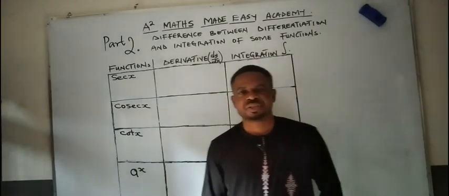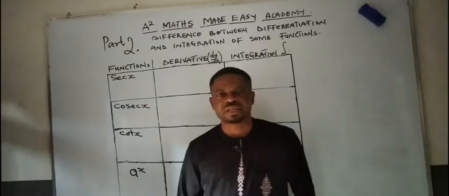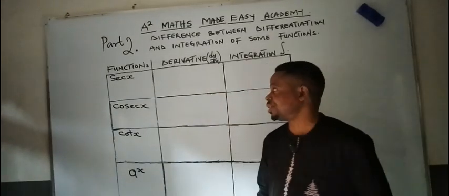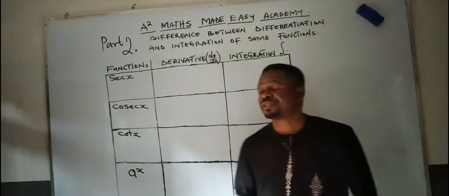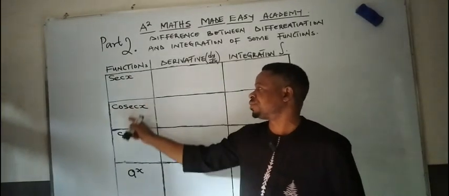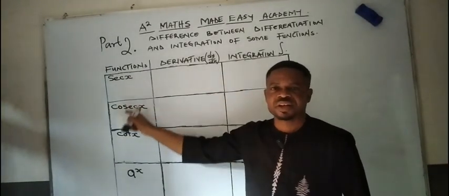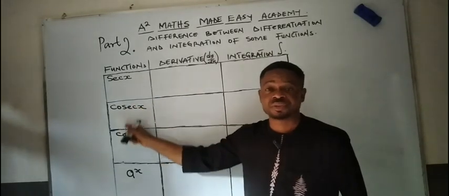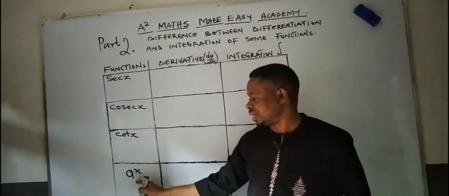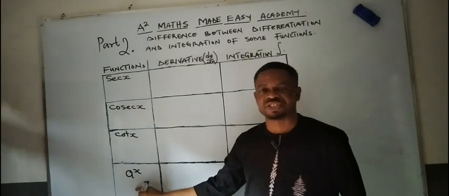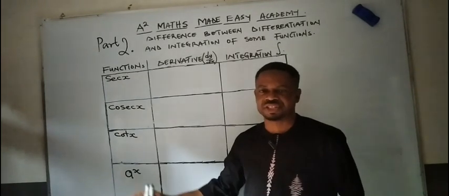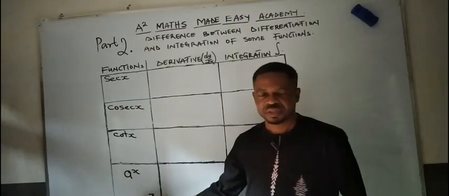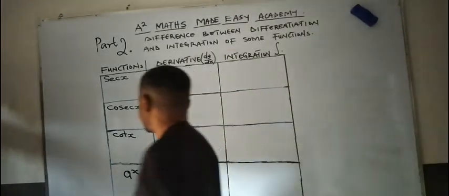Now I'm going to continue with the difference between differentiation and integration. This time around we are going to consider what we call inverse of trigonometry, how to differentiate them and also how to integrate them. While the last one is how to differentiate and integrate a natural log. This is called exponential. Are you with me now?